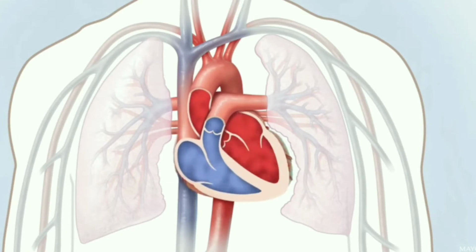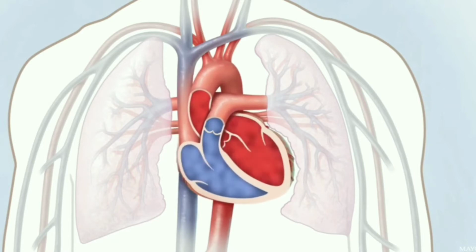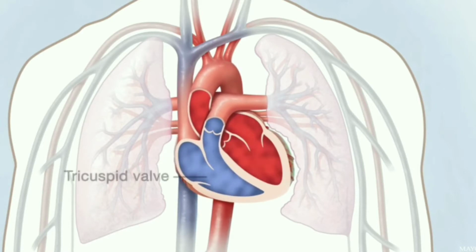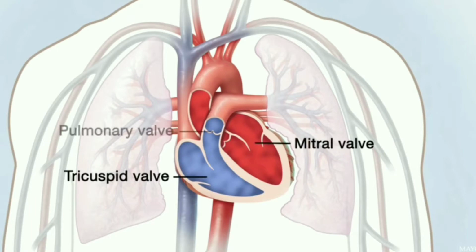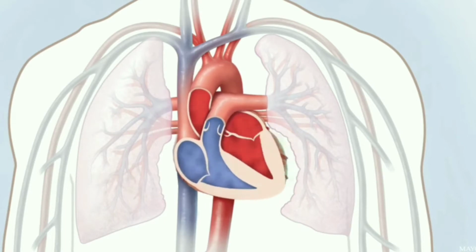Our heart has four valves that keep our blood moving in the correct direction by opening only one way and only when they need to. These valves include the tricuspid, mitral, pulmonary, and aortic valves. Each valve has flaps that open and close once during each heartbeat.